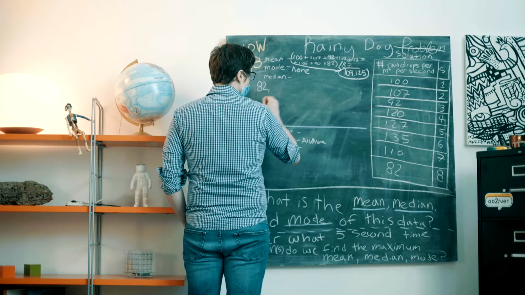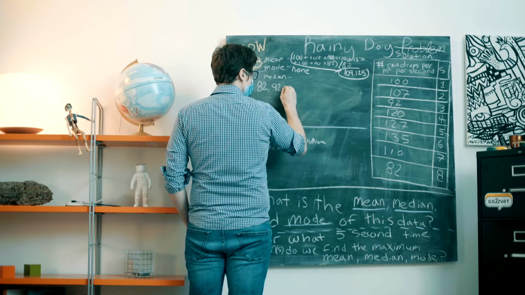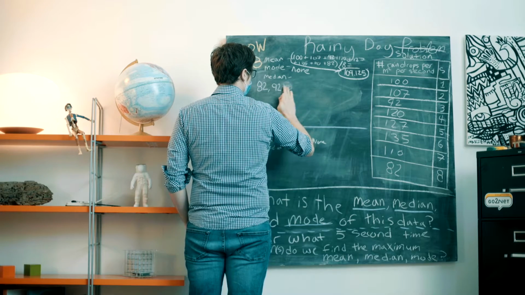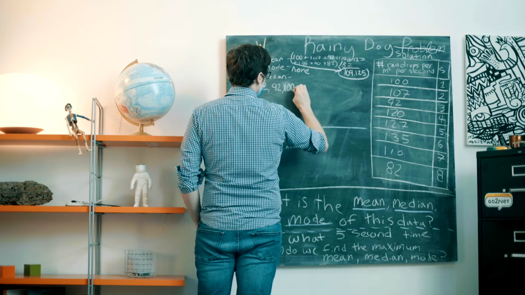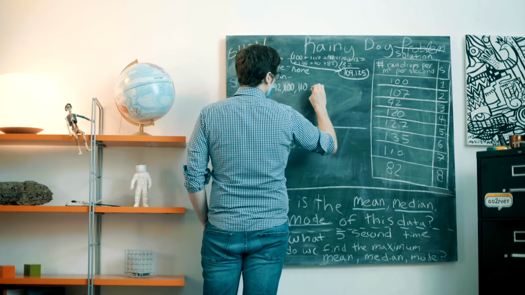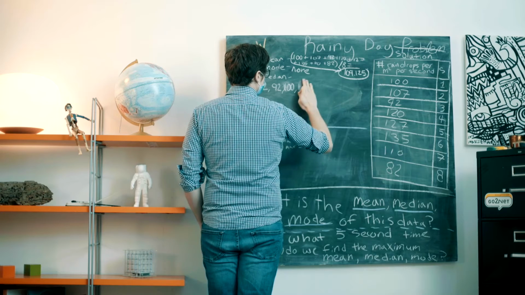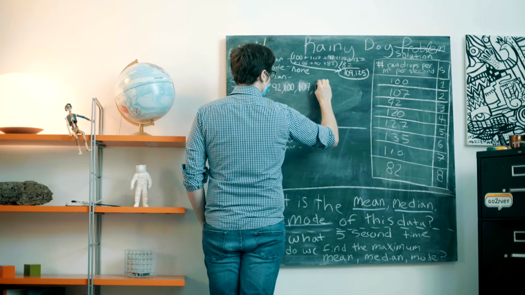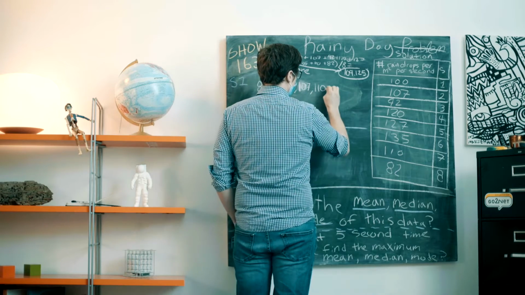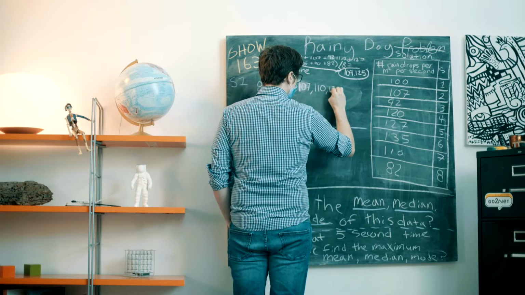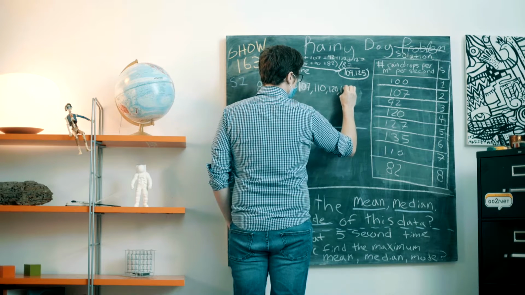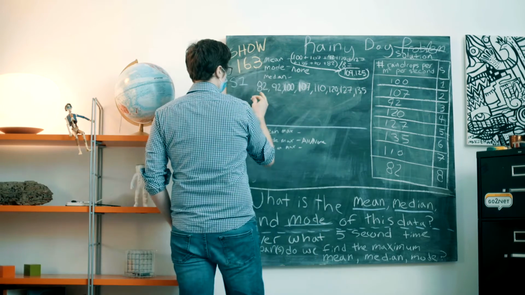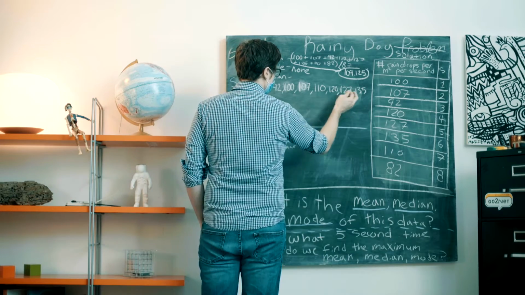from lowest to highest. So we've got 82, 92, 100, whoopsie doodles, 107 would come next. Look at me. 107, 110, 120, 127, 135. Let's just do a quick count. 1, 2, 3, 4, 5, 6, 7, 8.